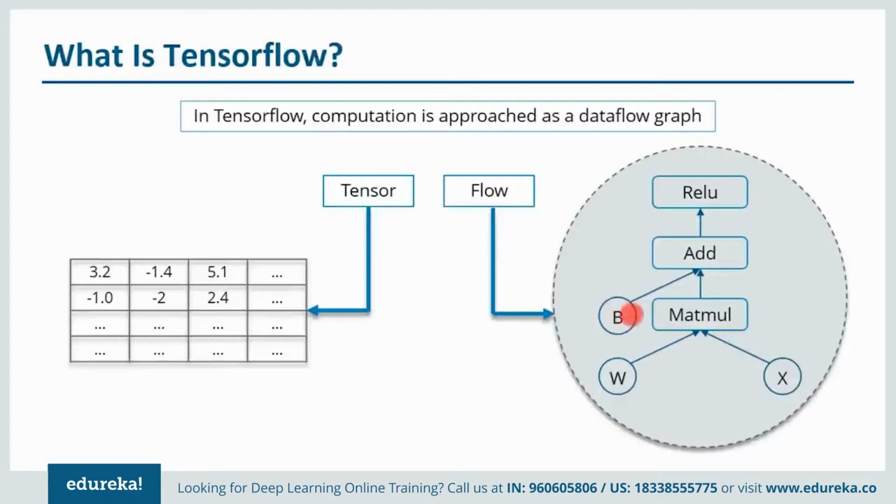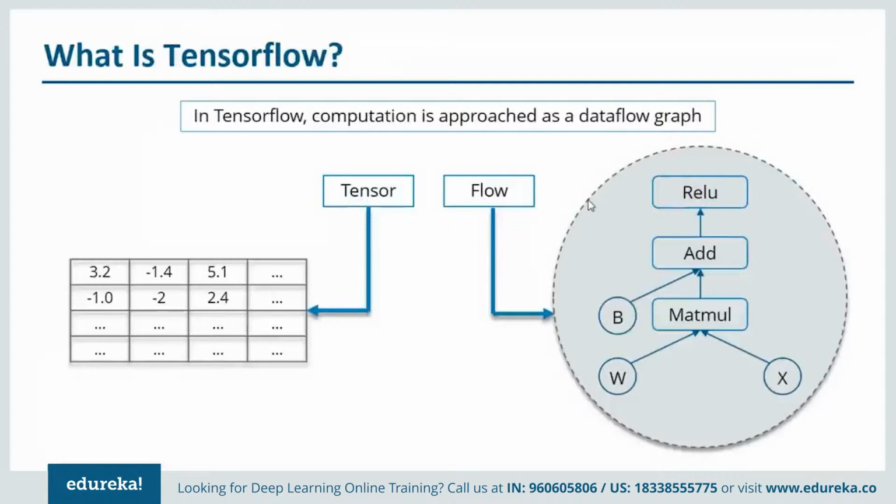After that we add a bias, which we'll actually see later in the session. You don't need to worry about this term. Then we add all of these. So what is this? This is nothing but the sigma function in the perceptron that we have seen. Then we pass it through an activation function, and the name of that activation function is ReLU, and then a neuron will fire. So this is nothing but a flow, or you can say a data flow graph.